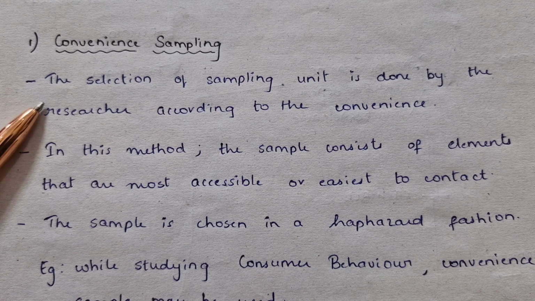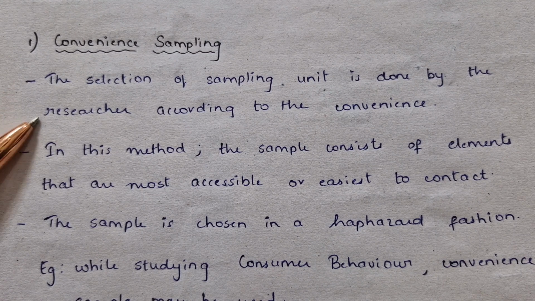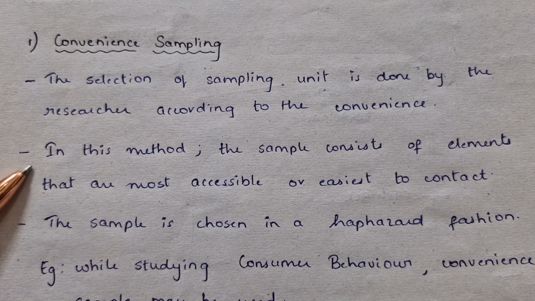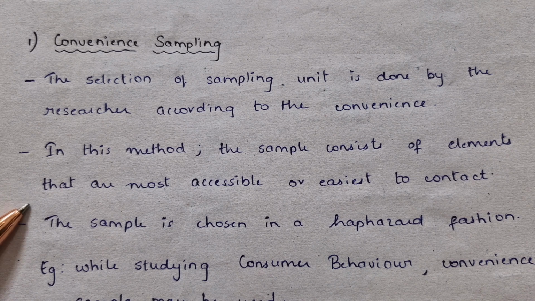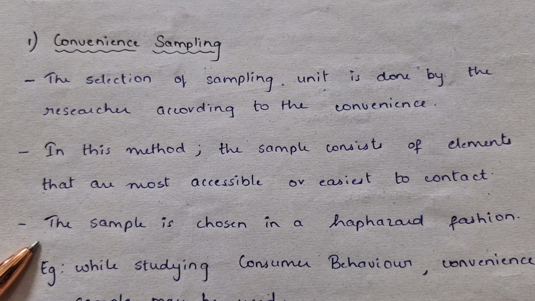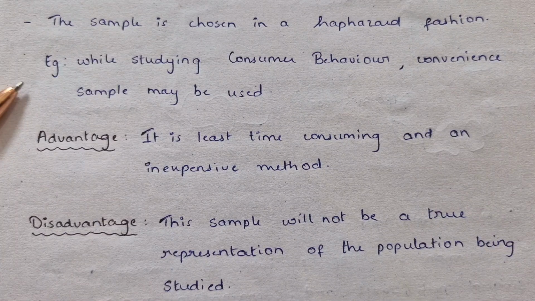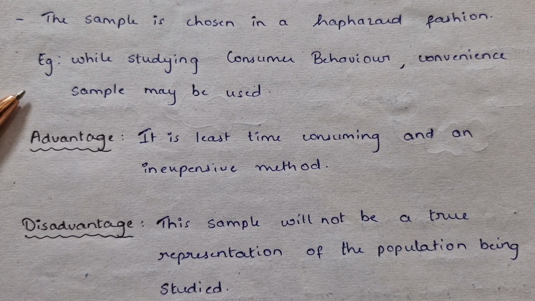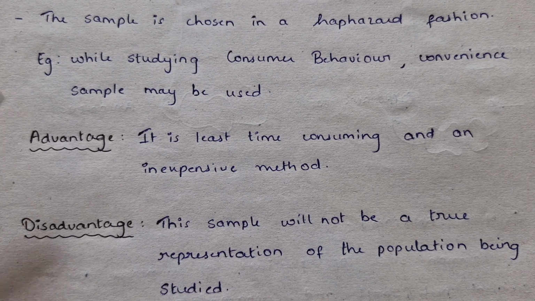The selection of the sampling unit is done by the researcher according to the convenience. In this method, the sample consists of elements that are most accessible or easiest to contact. The sample is chosen in a haphazard fashion. For example, while studying consumer behavior, convenience sample may be used.